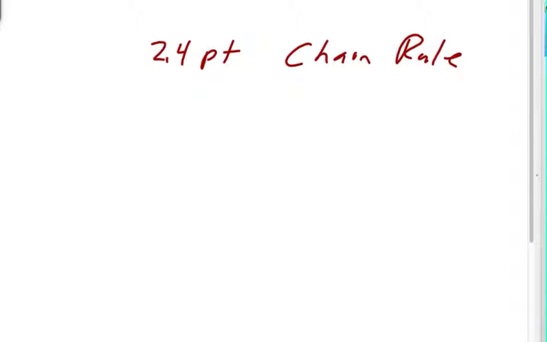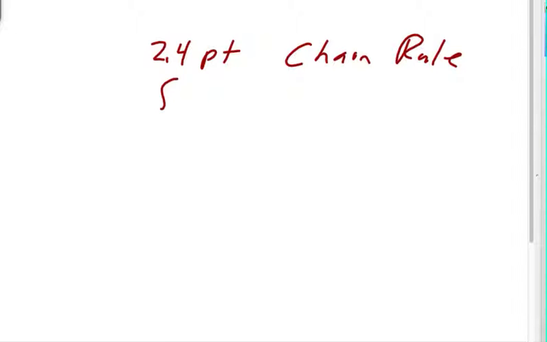Okay, so this will be the first part, section 2.4, part 1, and we're going to be talking about the chain rule. The chain rule is used on composite functions, all right, and you've messed with these before.